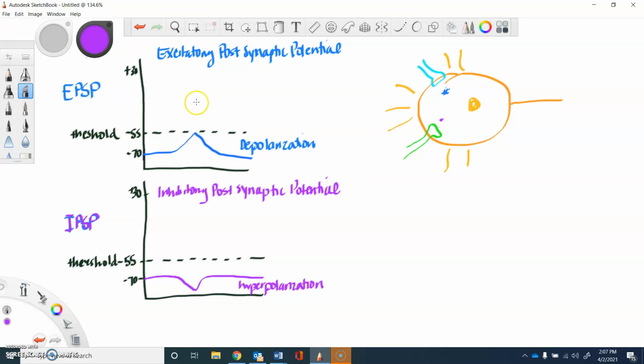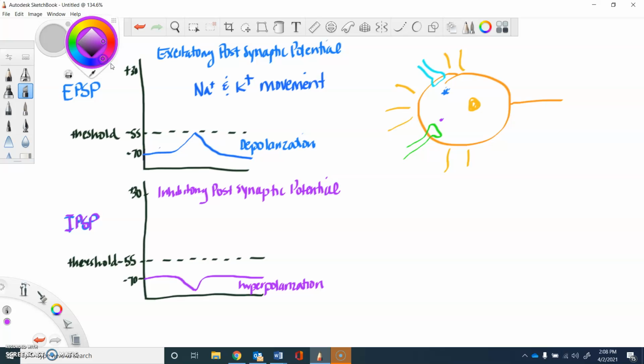What causes this? Well, the depolarization is easy. Depolarization is where sodium and potassium are moving through those chemical gates, through those chemical channels. And the movement of those two ions causes the membrane to get more positive.